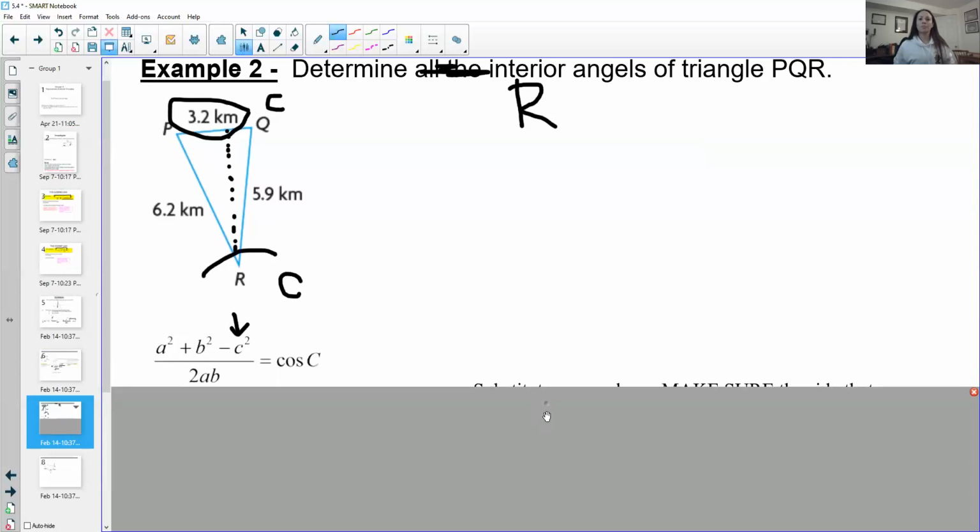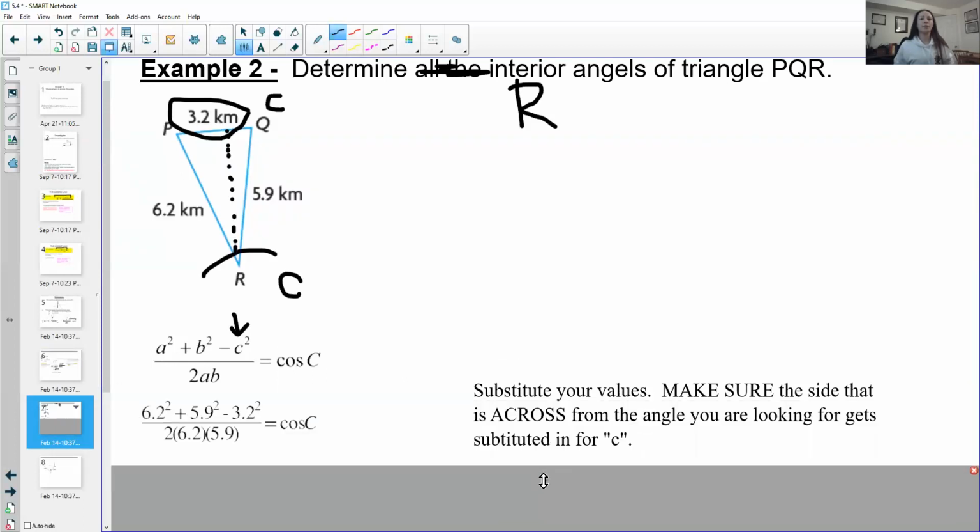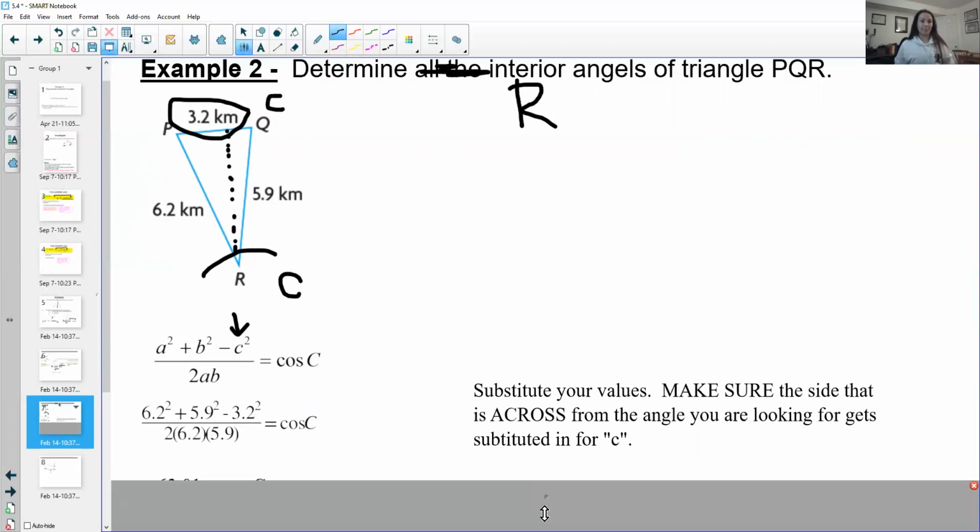Okay, so substitute your values in. That's our first step. So my A, we can plug in 6.2. My B, I'm going to plug in 5.9. And the only one that really matters is 3.2 that goes in for C. Again, A is 6.2 and B is 5.9. Once you've got these here, we're just going to follow BEDMAS rules and simplify what we can.